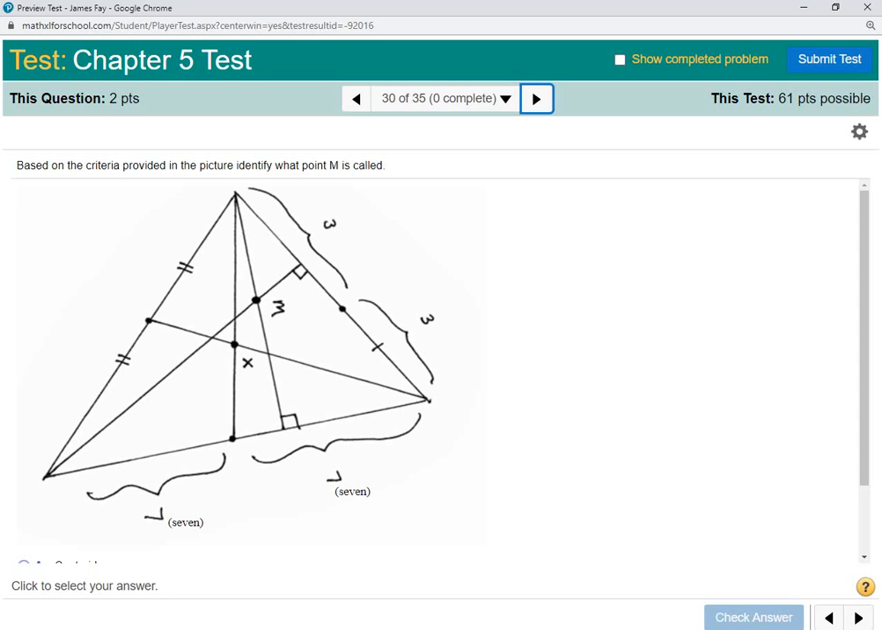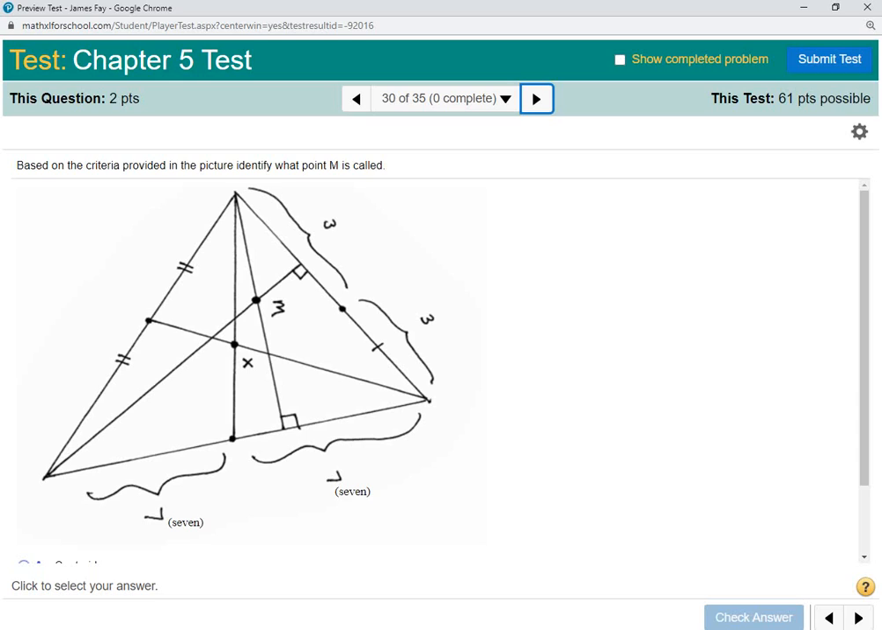Is it an angle bisector? No. These angles look like they're congruent, right? But one might be 44 degrees and one might be 45 degrees, or one might be 30 degrees and one 31 degrees. I don't know that. So there are no markings here. The only thing we have here is a segment that starts at a vertex and goes to a midpoint. So that is a median.